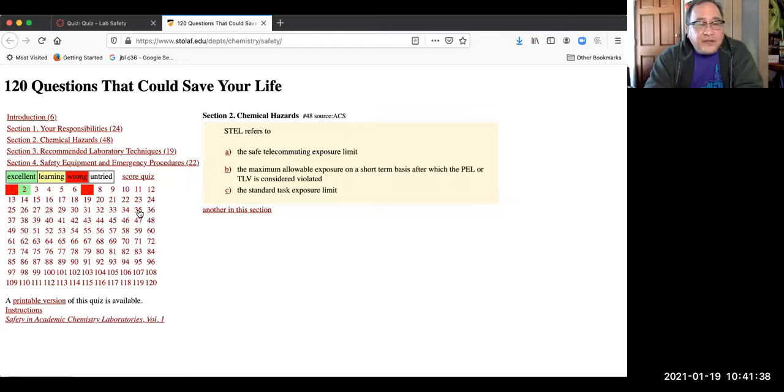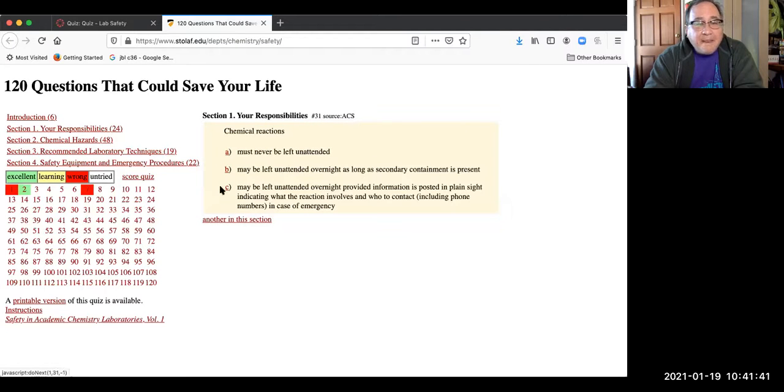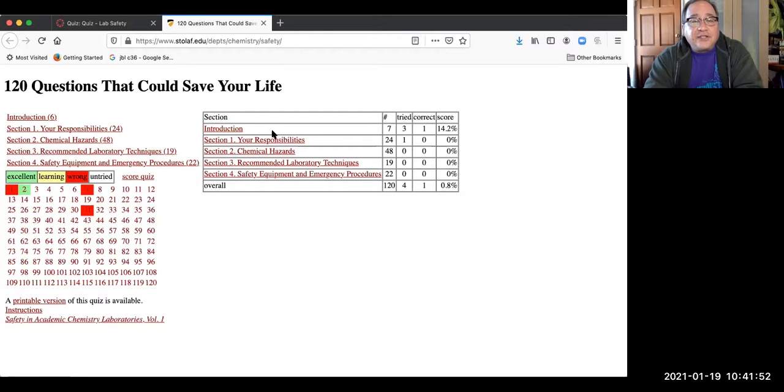Eventually you get to the point where you've done the first 31 and you do the score quiz. You'll notice that in the introduction, I tried 3, I got 1 correct, and I got 14.2%. I tried 1 from section 1 and got none of them right. But you can see that the introduction and section 1 add up to 31 questions. So you need to do those 2 parts, the intro and section 1. And what I want to see is 7 tried, 7 correct, 24 tried, 24 correct, 100%, 100%.